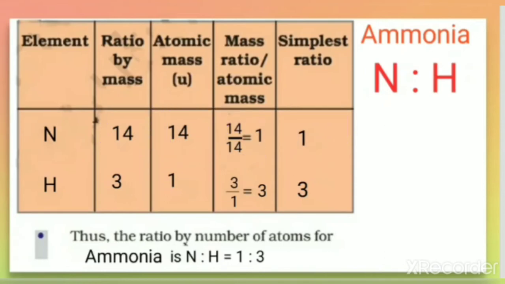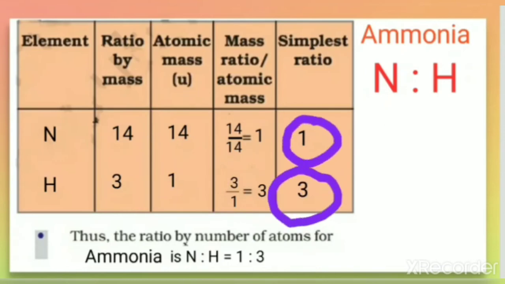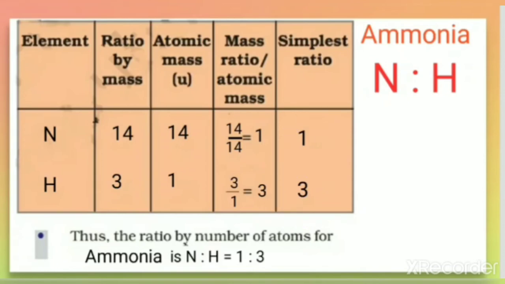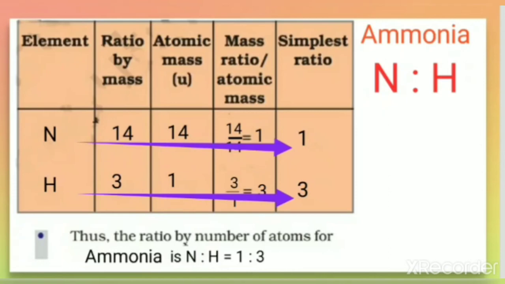For the hydrogen atom, we also do in the same manner. The ratio by mass is 3 for hydrogen and atomic mass is 1. So we are doing 3 divided by 1, that is equal to 3. So we got the value 3 for the case of hydrogen and we got the value 1 for the nitrogen. So when you compare this value, for nitrogen it is 1, for hydrogen it is 3. So we'll take the same value here. For nitrogen, the ratio by number of atoms we got 1, and for hydrogen we got 3. So the ratio, that is ratio by number of atoms, is 1:3.